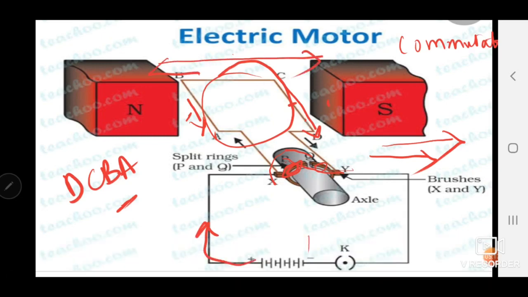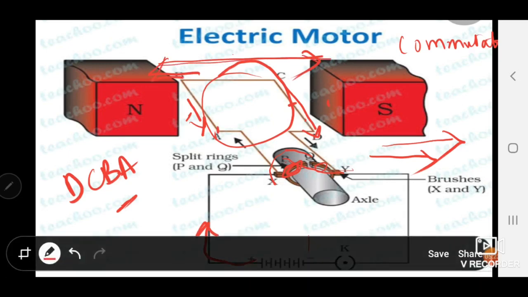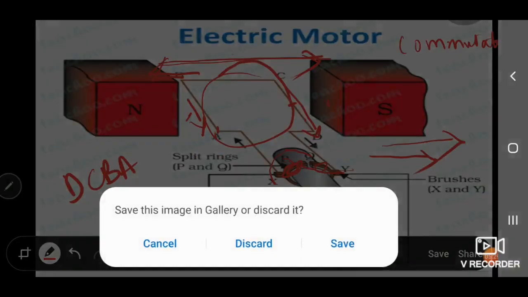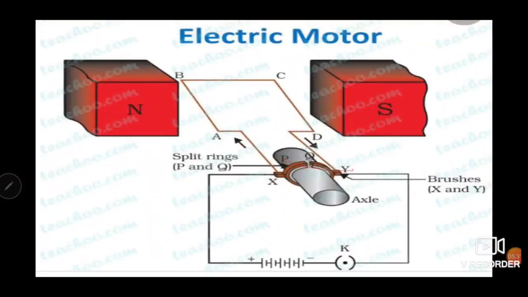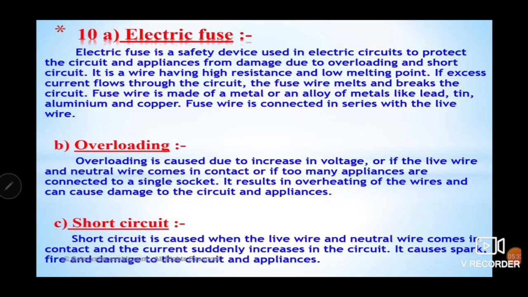So, we kept this current carrying conductor in between the magnetic field, hence it experiences a mechanical force. So, this is the principle of electric motor. And after knowing this, the very important and the last topic of today's class is the electric fuse.